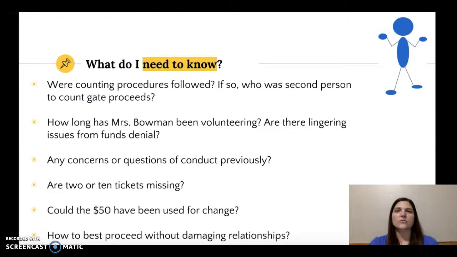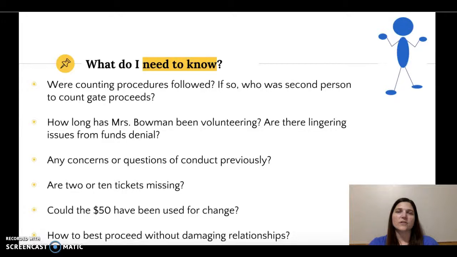We know that she had 2 older boys and currently has this girl that she was hoping to use some PTA funds for her trip to New York. However, it was not explicit whether or not Mrs. Bowman volunteered while the boys were in school as well.